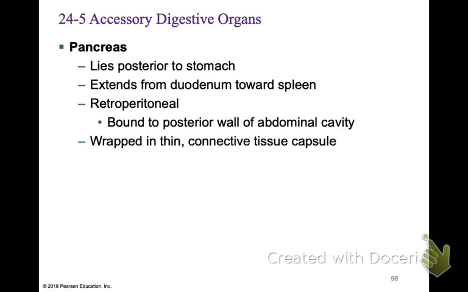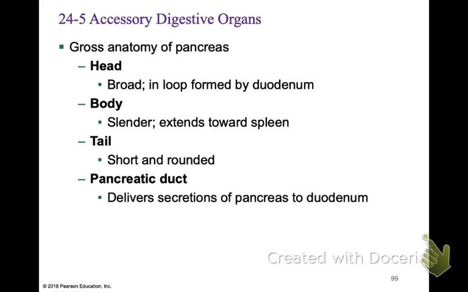So we're going to turn our attention to the accessory organs, and then we'll come back and look at what those hormones are doing to the pancreas, the liver, and the gallbladder. So the pancreas extends from the duodenum toward the spleen. Yes, it's retroperitoneal, except its very tail. And it has three basic parts: a head, a body, and a tail. It has one main duct. A lot of people have an accessory duct.